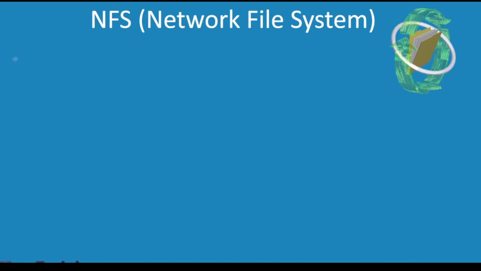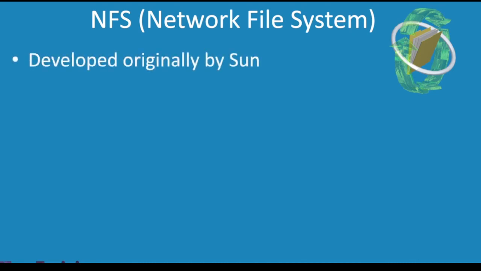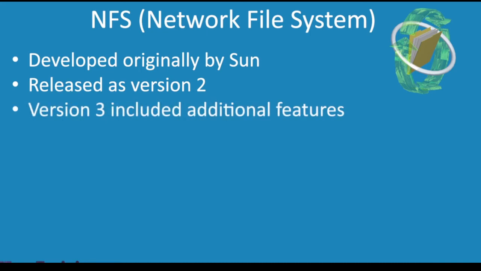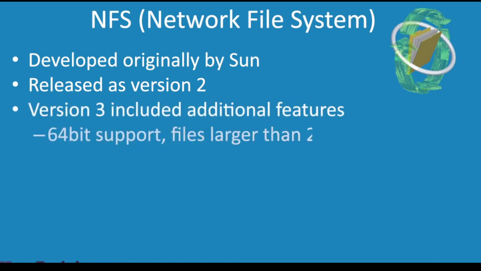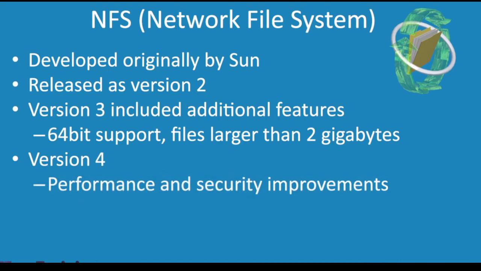This was originally developed by Sun and released in the late 80s. Version 1 was used internally in Sun and was never released. Version 2 was released to the public. This provided basic network file sharing and was used extensively with Unix-based systems. Version 3 was released in 1995 and added 64-bit support and supported files larger than 2 gigabytes. Version 4 was released in 2000 and added performance and security improvements.